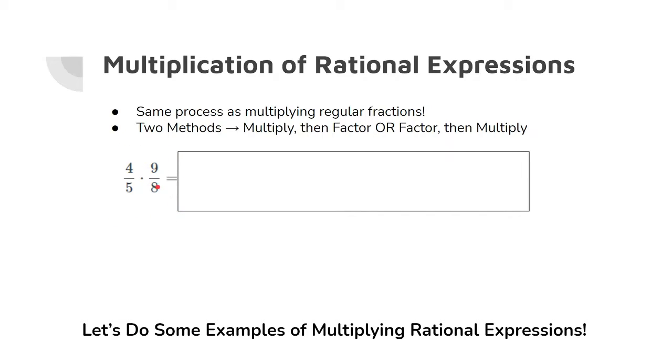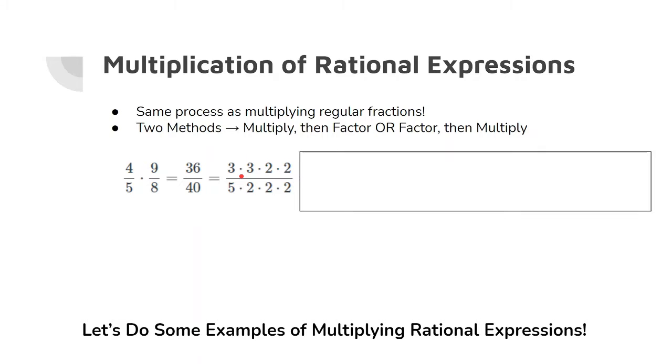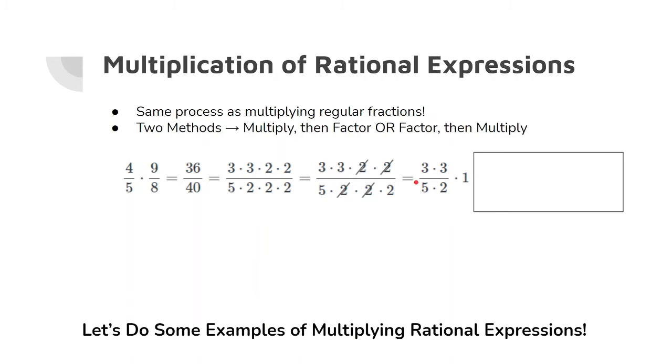Here we're going to start with the first method. We're going to multiply. So you get 36 over 40 because 4 times 9 is 36, 5 times 8 is 40. And then you do some prime factorization and you get 3 times 3 times 2 times 2 on top, and on the bottom, you get 5 times 2 times 2 times 2. Now you can cancel out all the 2's here, and then you're going to be left with 3 times 3 over 5 times 2. All of the 2's just become a 1. So the simplified version of the answer would just be 9/10. So here, the first method is multiplying and then factoring.